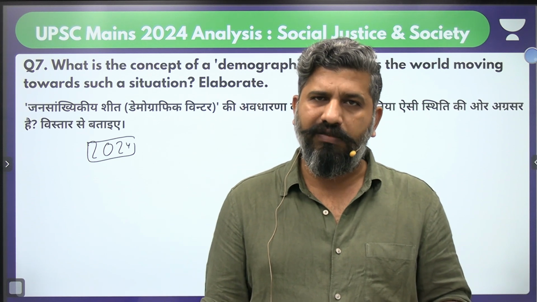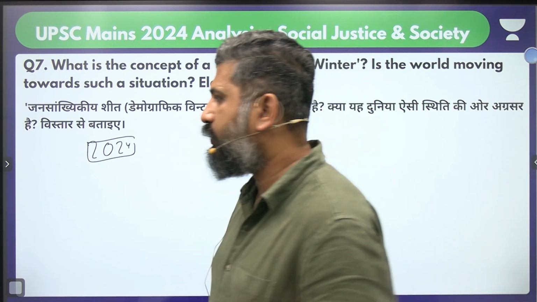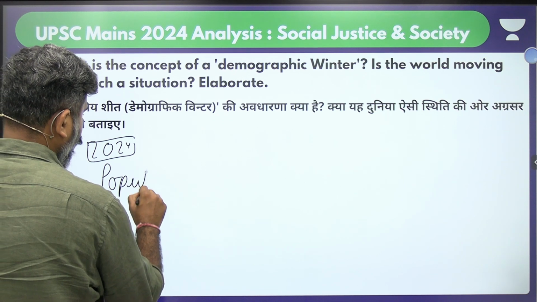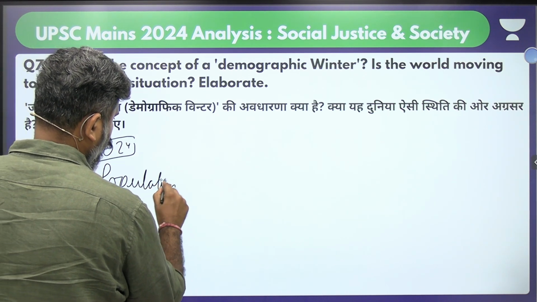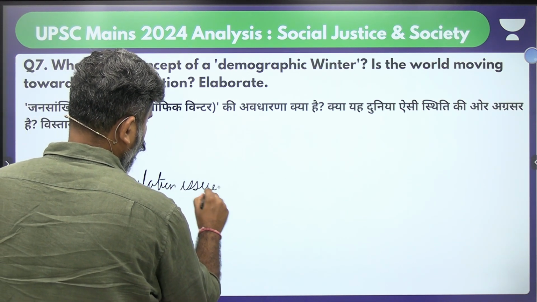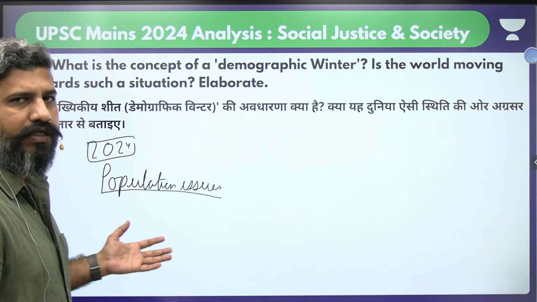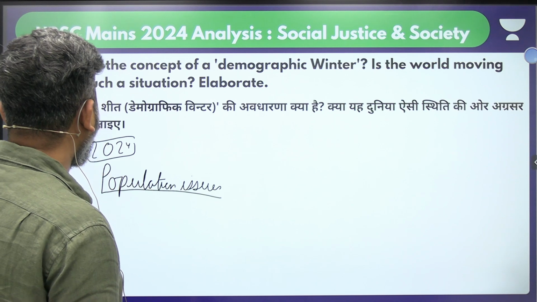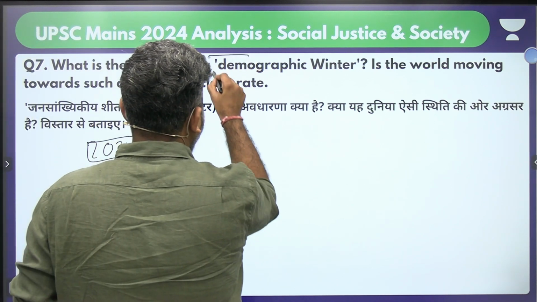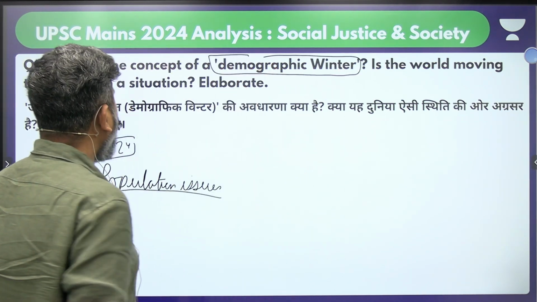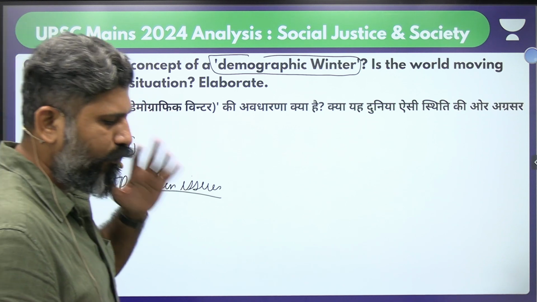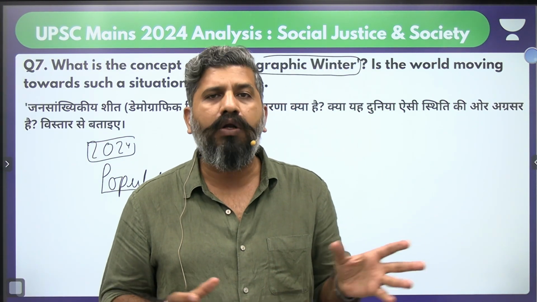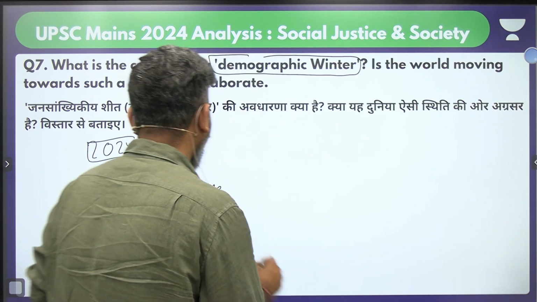Now, for example, in the syllabus, it has been mentioned that population issues is one of the topics in our syllabus of Indian society. Based on that only, this particular question has been asked in this year's examination for 10 marks. What is the concept of demographic winter? Is the world moving towards such a situation? Elaborate. Now, this basically is a question that is related to overall demographic trend at a world level.